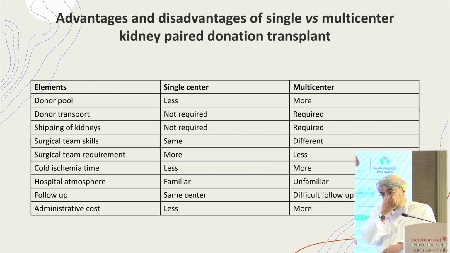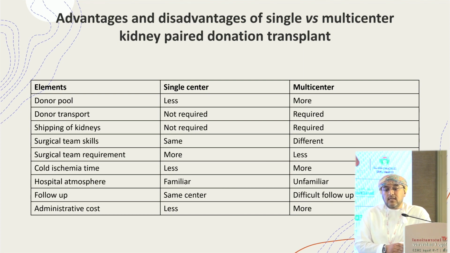This is just a small comparison, comparing the advantages and the disadvantages of single versus multi-center kidney paired donation transplant. If there is a single center, the donor pool is smaller in comparison to the multi-center. Donor transport is not required in comparison to the multi-center type of KPD programs. The shipping of the kidney is not required in the single center. The surgical team skill is universal or controlled in a single center, in comparison to the multi-center, where it might be different.